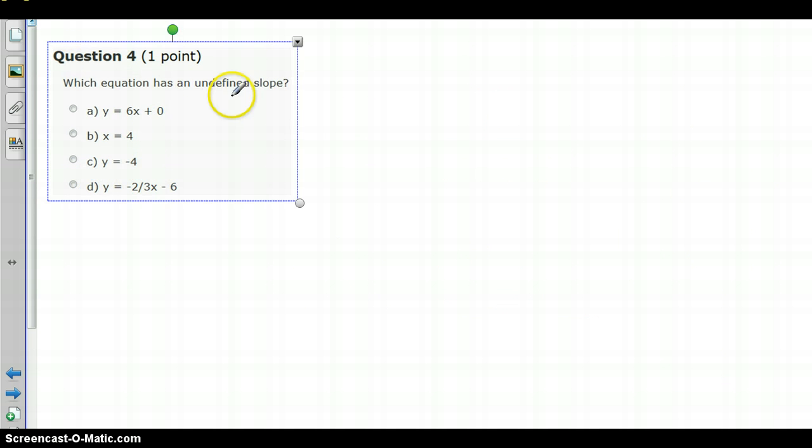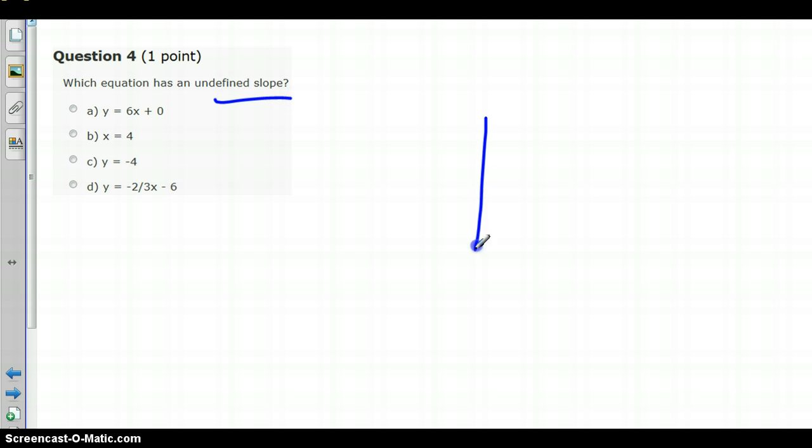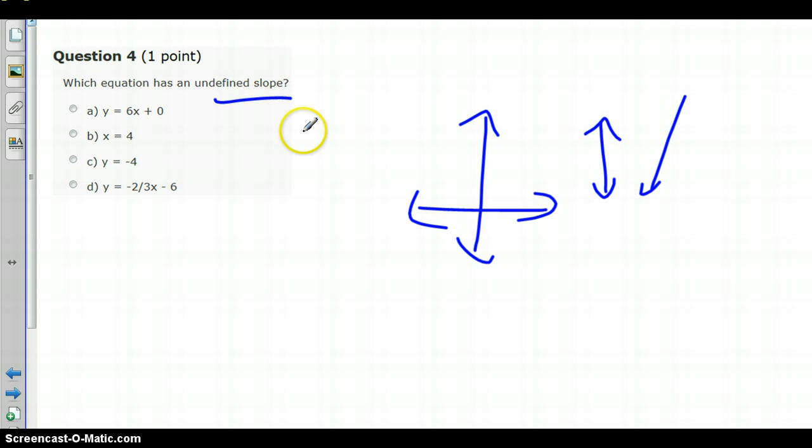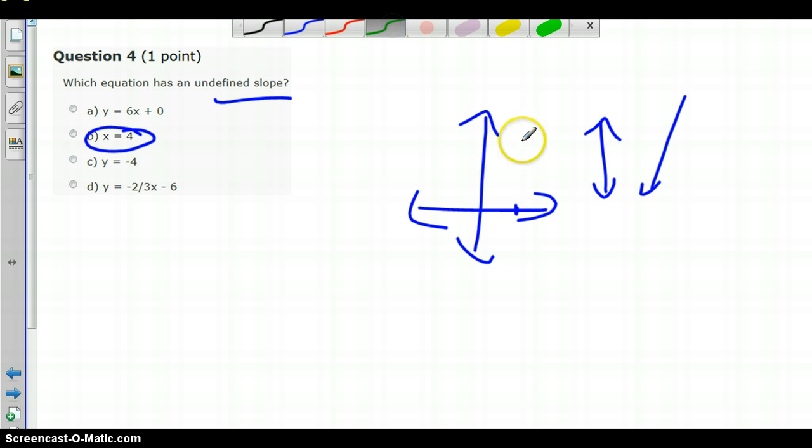And the next question, we're back to our undefined slope. So here's my x and y axis. Undefined slope is a guy that goes straight up and down, a line like this. And these are always the form x equals a number. So x equals 4 if I get to 4, and I have a line here that goes like this. X is always 4. Y is whatever y is.